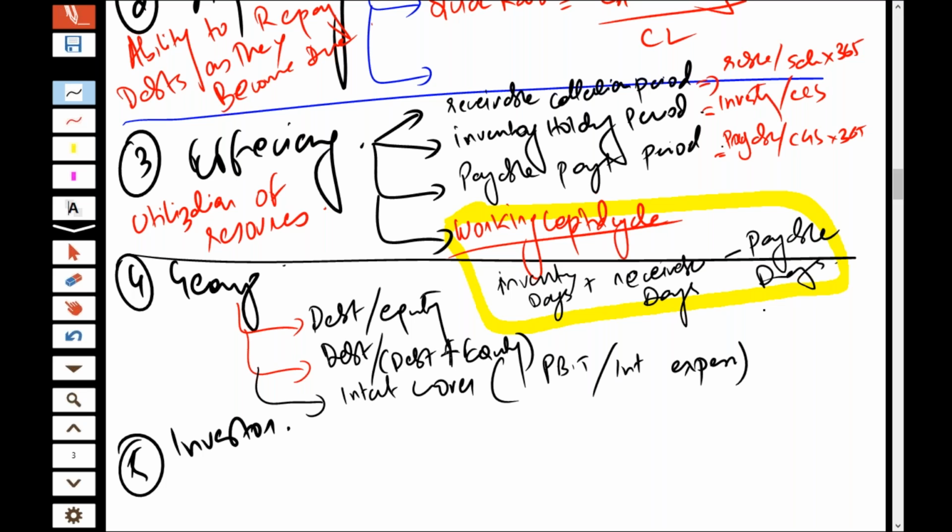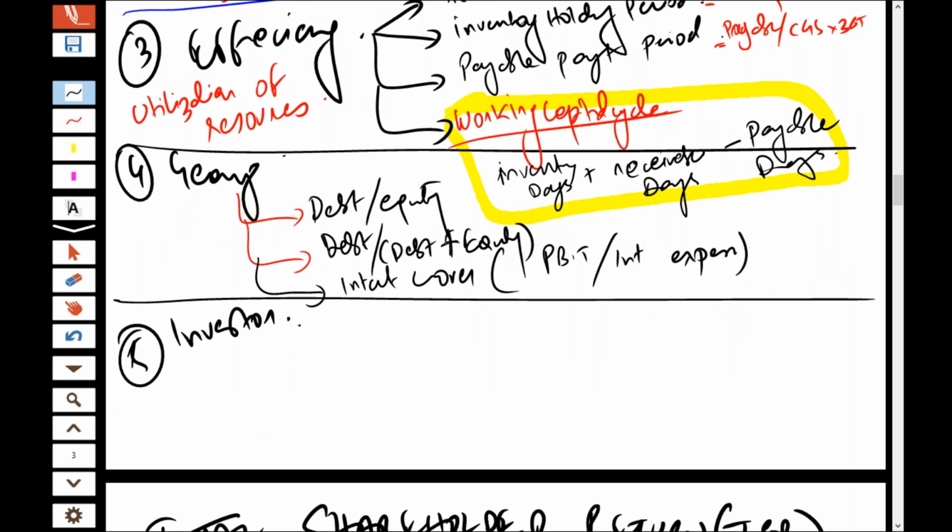Okay, now, can you people help me identify a few investor ratios, please?